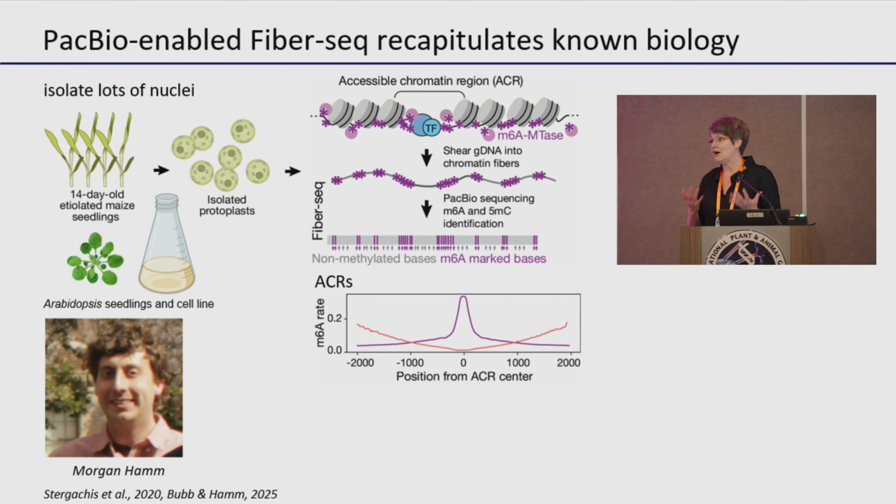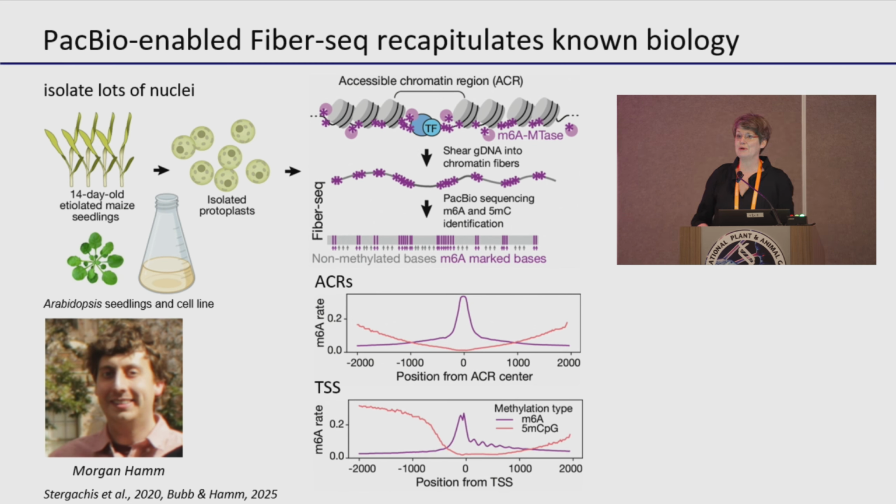Before I show you novel biology, let me convince you that we can find known biology, and this is what I'm showing you here. Accessible chromatin regions, this is an aggregate plot, should have a nice peak of accessibility in the center, and this is what I'm showing you here in purple, and CpG should be depleted, which is also what I'm showing you here. Of course, we also expect this really strong signal of accessibility to reside in the transcription start site. Again, this is an aggregate plot here, and you see this strong purple signal, and CpG is depleted.